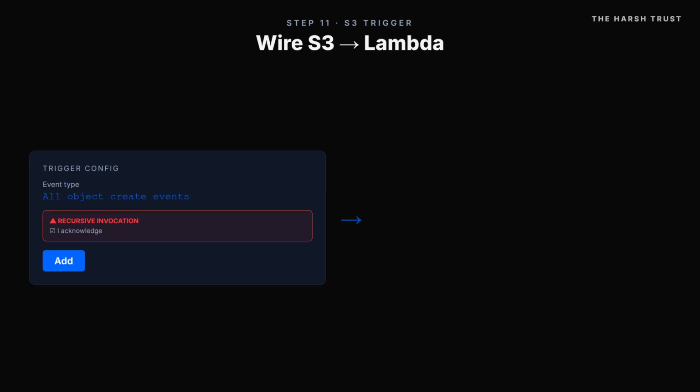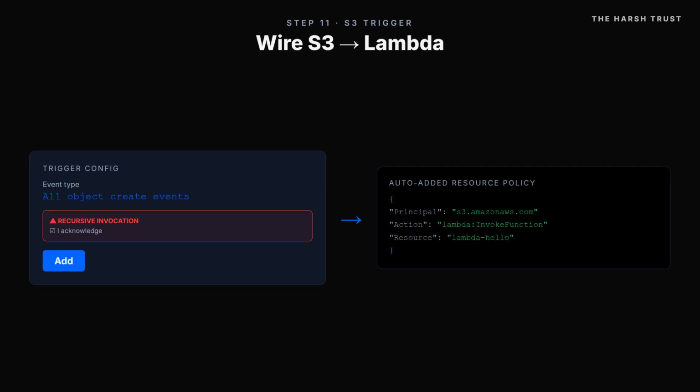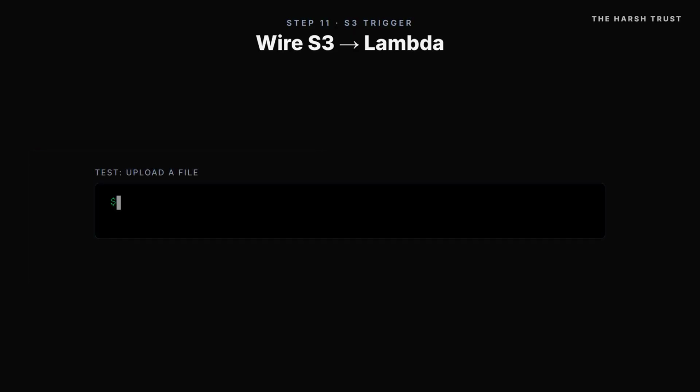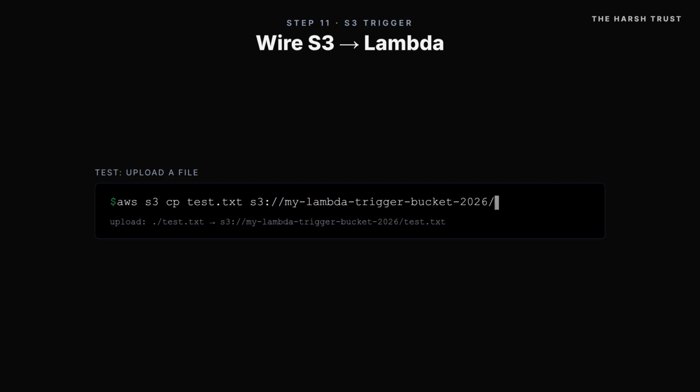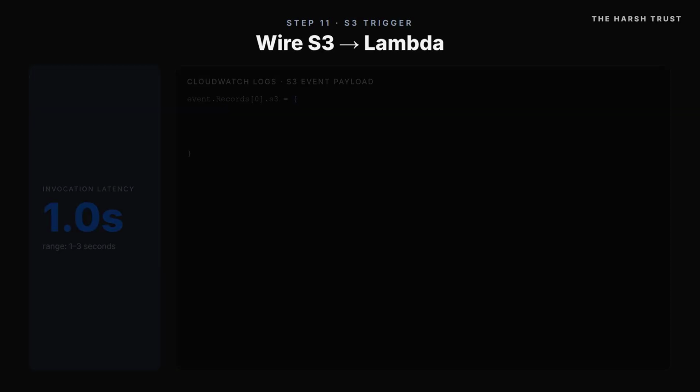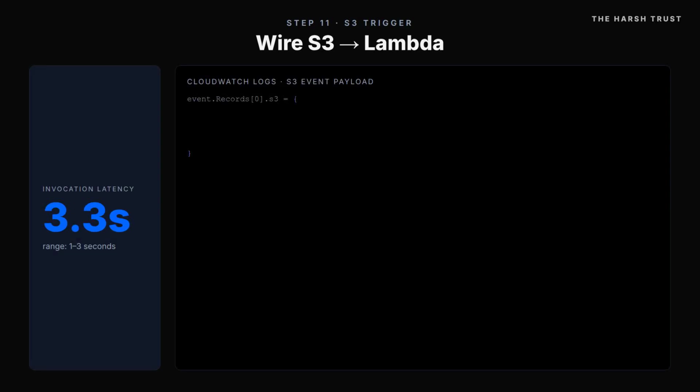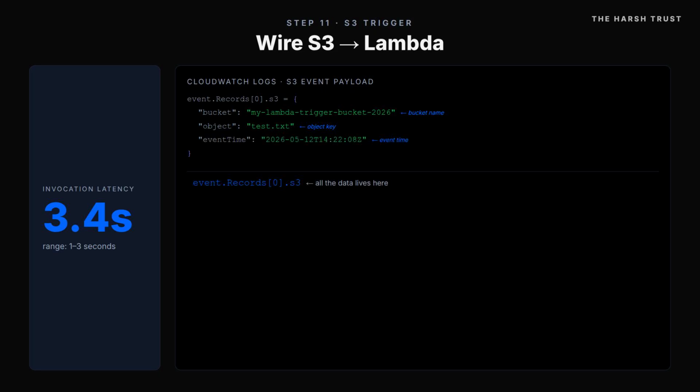Lambda automatically adds an s3.amazonaws.com resource policy, granting the bucket permission to invoke your function. Test it by uploading a file, aws s3 cp test.txt s3://my-lambda-trigger-bucket-2026. Within 1 to 3 seconds, CloudWatch logs will show a new invocation with the S3 event payload. The bucket name, object key, and event time are all in event.Records.